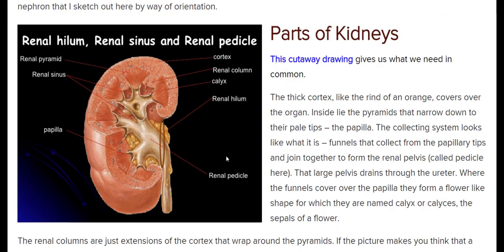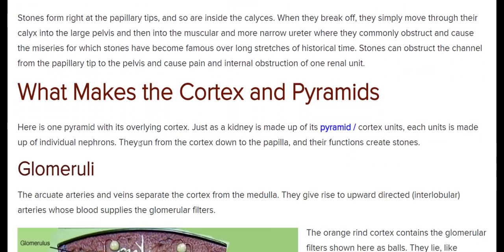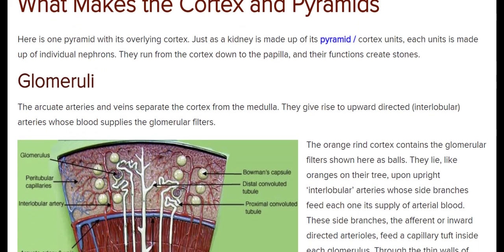As you can well imagine, because this is the region where the final urine comes out of the kidney, this is exactly where the stones form, right here, on the tips of these papillae. Now I'm going to move down and show you what's in these regions.